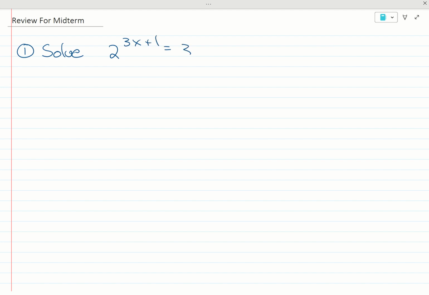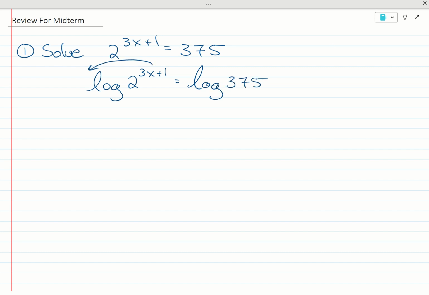Okay, in this recording, I'm going to be reviewing for the Precalculus midterm. So the very first problem on the calculator section tells us to solve 2 to the 3x plus 1 is equal to 375. When we see an exponential equation like this, we solve it by using the inverse, which is log. So we'd go ahead and take the log on both sides.